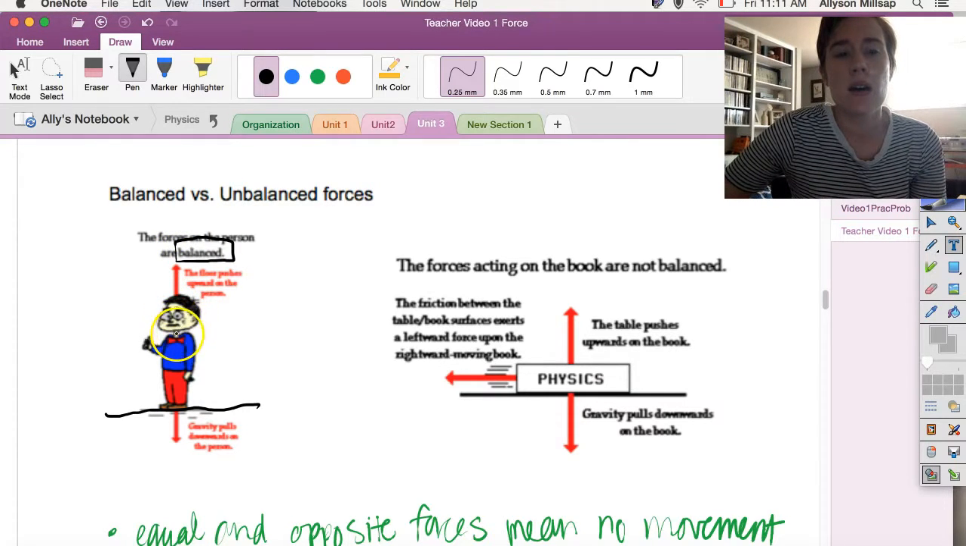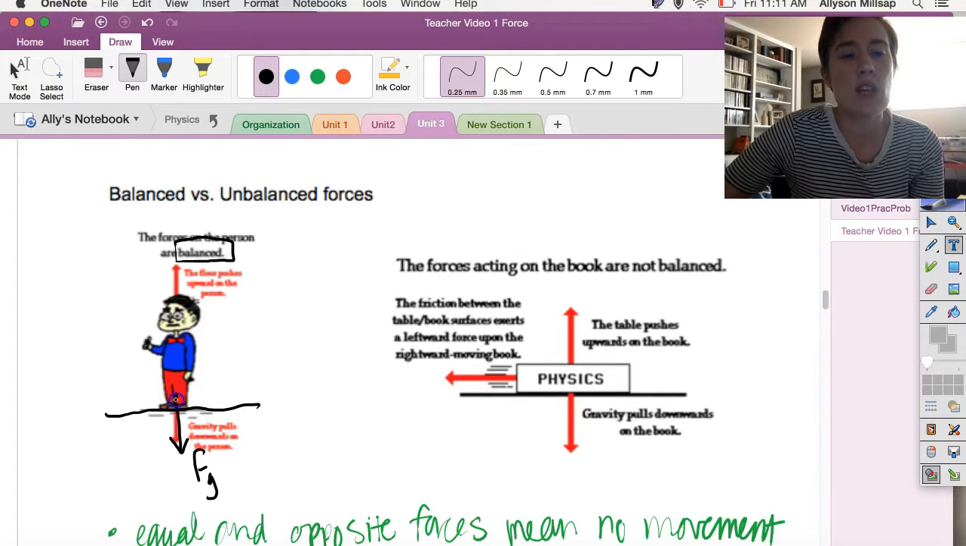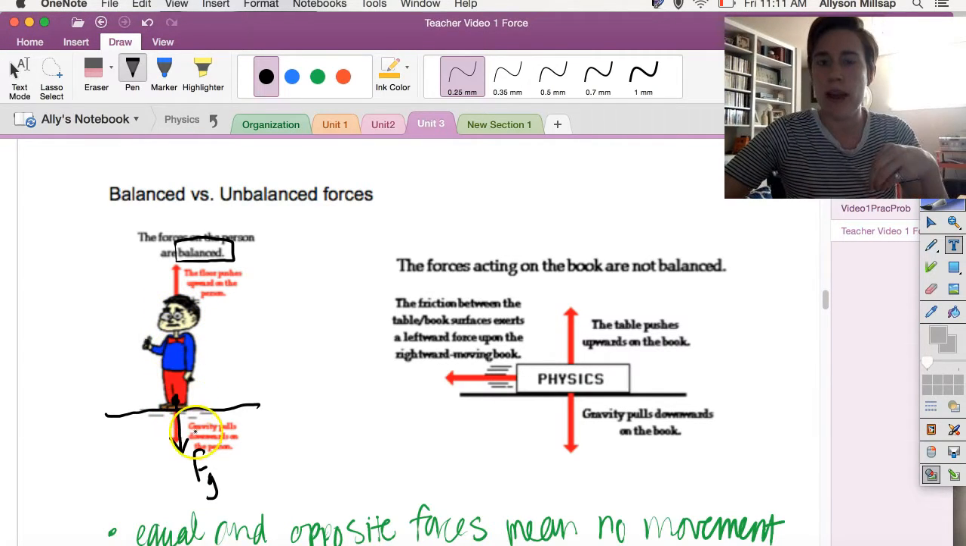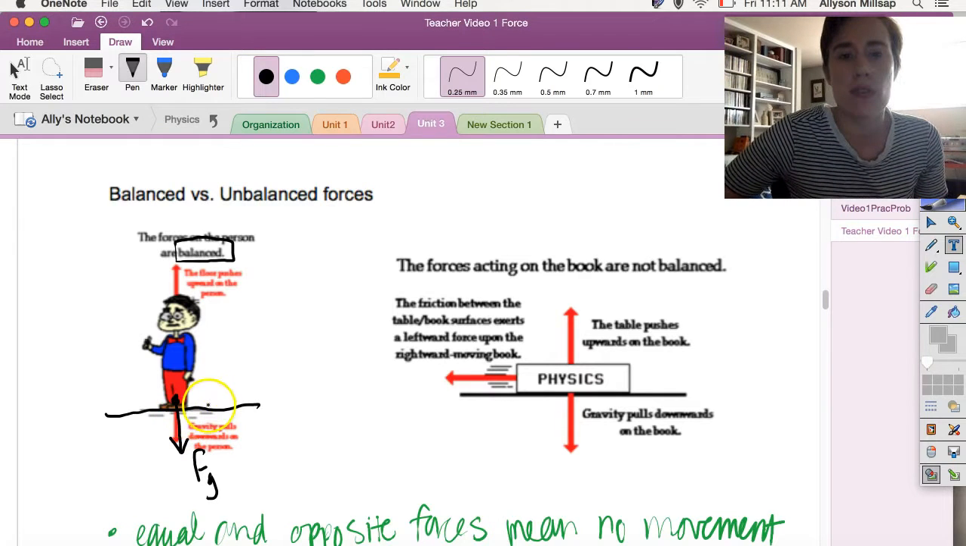The person is exerting force on the ground due to gravity. Okay, this is the force of gravity being pushed downward. However, if this was the only force at play, the person would actually go through the floor, right? But the person doesn't go through the floor. That's because the floor itself pushes back on the person. This is called normal force.